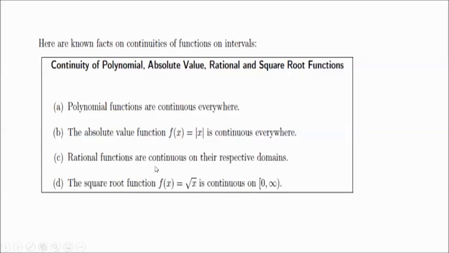Sa rational functions class, continuous lang kapag yung value is nasa domain niya. Diba? Possible na discontinuous yung rational kapag merong, let's say, zero yung denominator. Naka-undefined siya. Okay? And then kapag square root function class, continuous siya. Take note, kapag positive numbers lang. Kasi negative square root ng negative class is not a real number. So hindi siya naka-define doon.